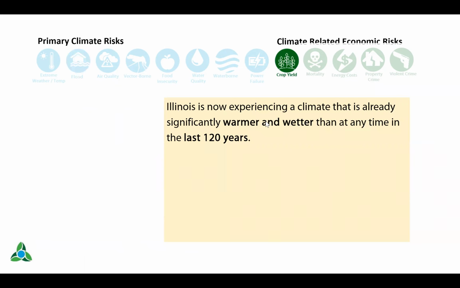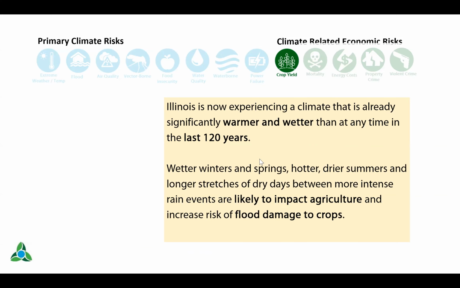In terms of crop yield, Illinois is already experiencing a climate that is significantly warmer and wetter than at any time in the last 120 years. Those impacts, like wetter winters and springs, hotter, drier summers, and longer stretches of dry spells, as I've been talking about, between rain events that are more intense and more likely to cause runoff.